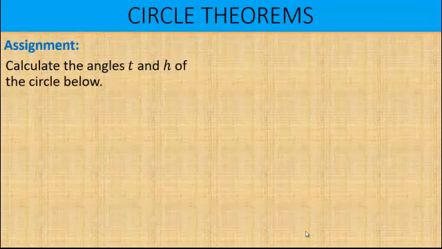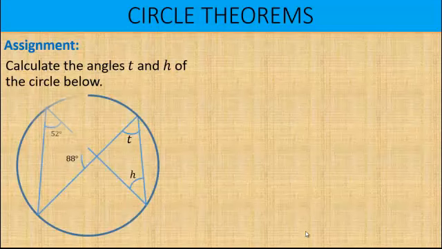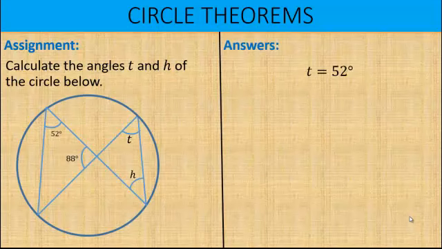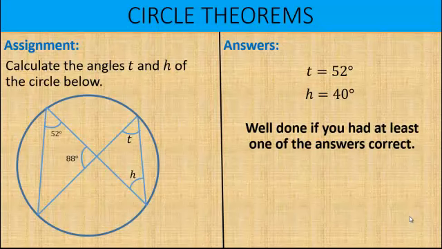Now, our assignment. Calculate the angles T and H of the circle below. That's your question. Pause the video and solve it, and you compare your answer with that of mine. T is equal to 52 degrees. Solve for H before you look at my answer. H is equal to 40 degrees. Well done if you had at least one of these answers correct.